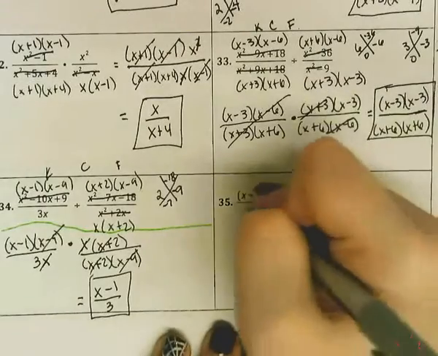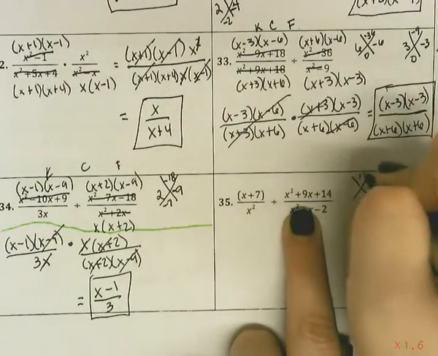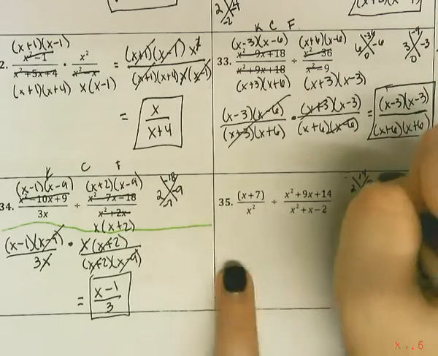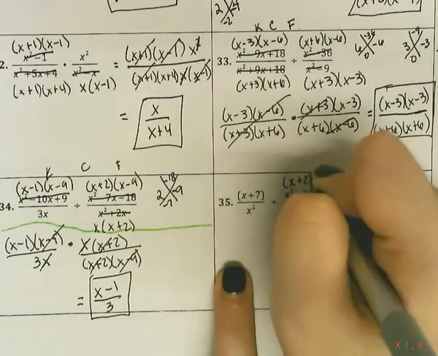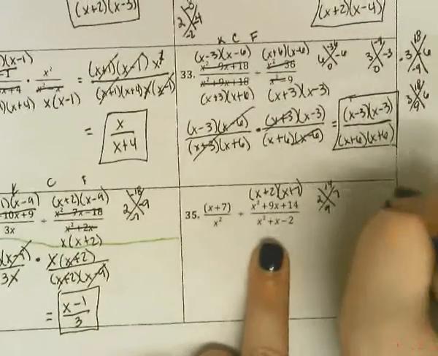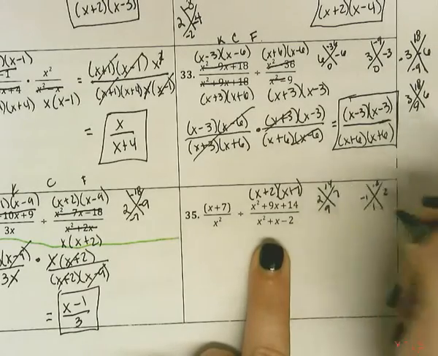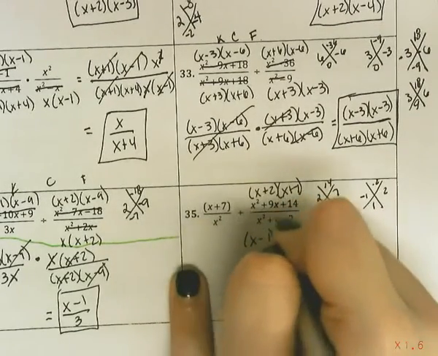35, can't do anything there, can't do there. We can factor x squared, so 14 and 9, 2 and 7. X squared plus x minus 2, we can do that. Negative 2 and 1. 1 and 2. So x minus 1, x plus 2.